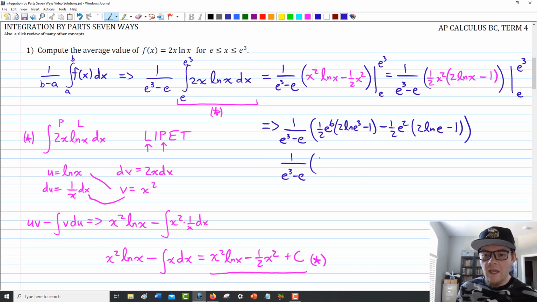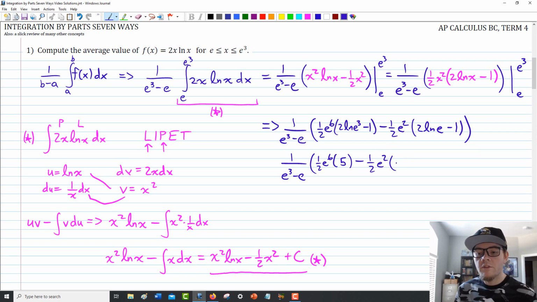As far as things that we can clean up here, we have 1/2 e to the 6th. ln of e cubed is 3, so this is 6 minus 1, or 5. And then the next one, we have 1/2 e squared. We can actually pull out a GCF here in just a second and see if we can clean it up a little more. ln of e is 1, so this is 2 minus 1, which is just 1. So actually, we don't even really need to worry about that, but I've got more steps to clean up, so I'll just let it be.